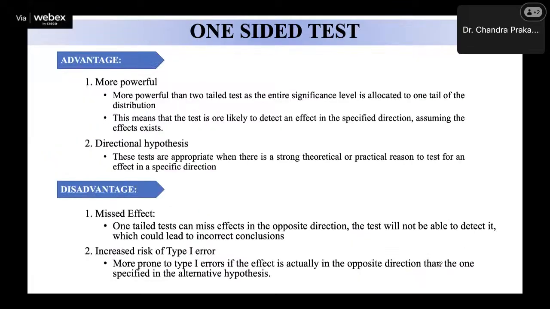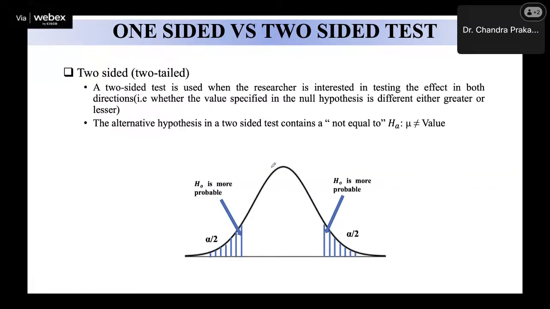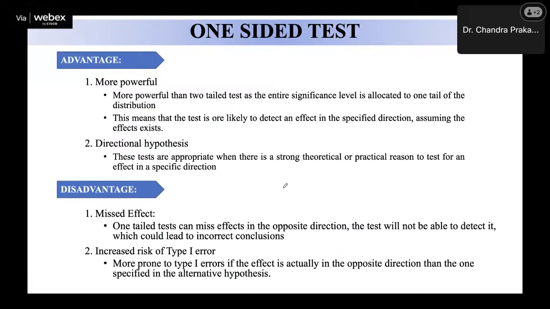The advantage is that it is more powerful than the two tail test. In case of the two tail, the researcher is interested in testing the effect in both the directions, right? The alternate hypothesis is a two-sided test, or not equal to. I will say that it can be anything other than 50 gram.